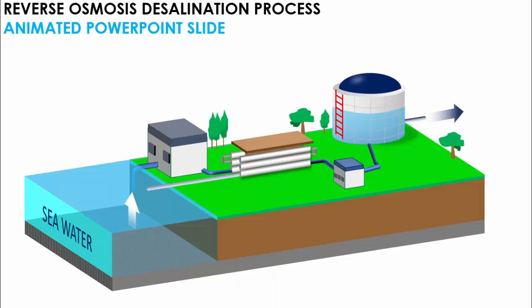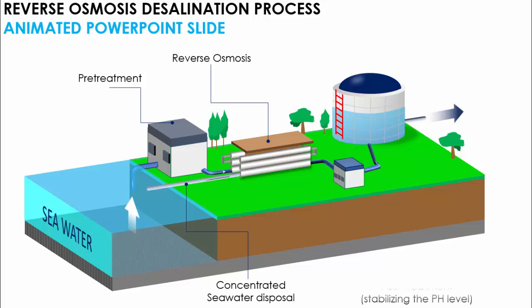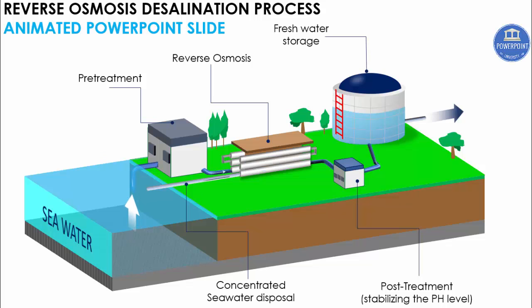And the next is the reverse osmosis desalination process. Again, it takes the seawater. You can see here, it goes for the pre-treatment, then the reverse osmosis, and then the wastewater goes back to the sea. And then you can see here, the water goes for the post-treatment, like stabilizing the pH level, and it will store the fresh water, and that can be used for general purposes.